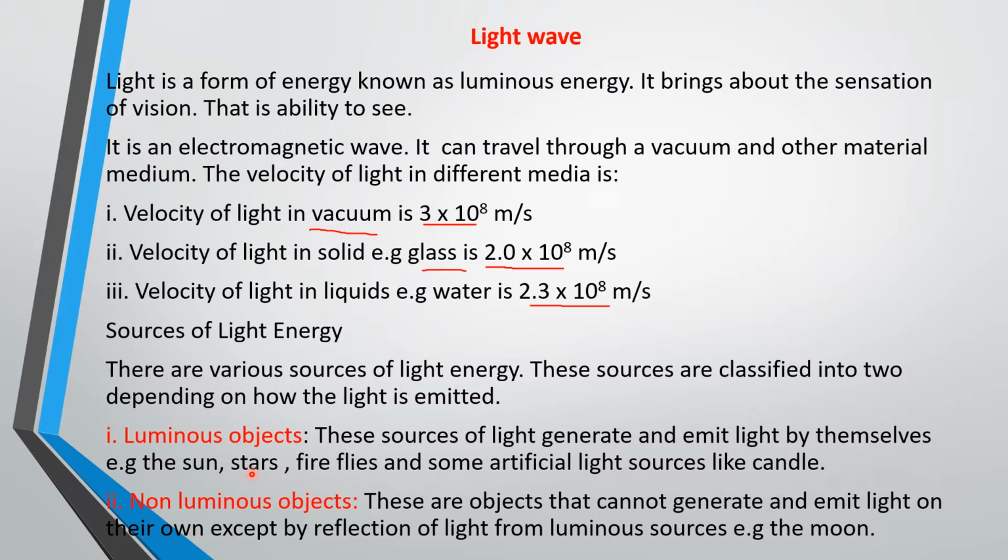Now, what are those objects that cannot generate their own light? They rely on other luminous objects to give light. Those objects are known as non-luminous objects. An example is the moon. So the moon is not luminous, while the sun and the stars are luminous objects. So we have two sources of light, luminous objects and non-luminous objects. These are the sources that give us light.